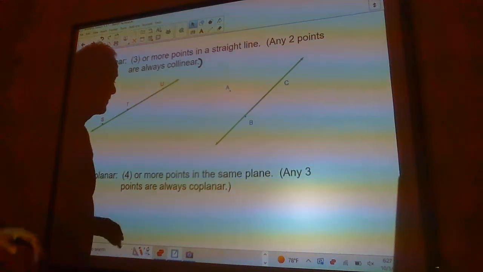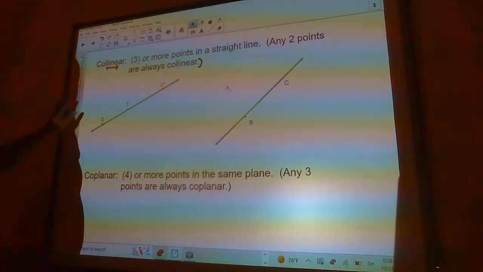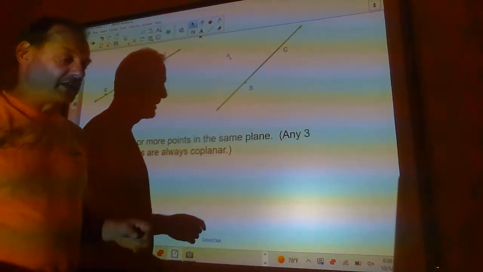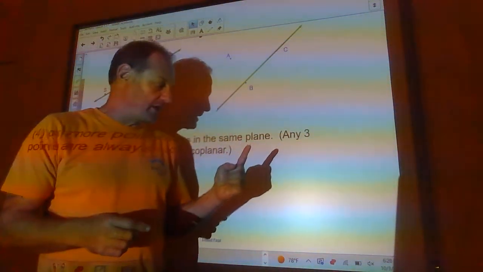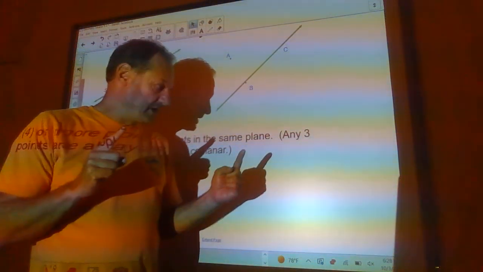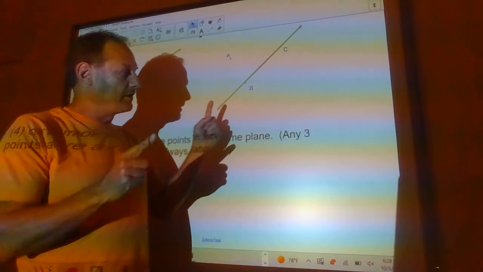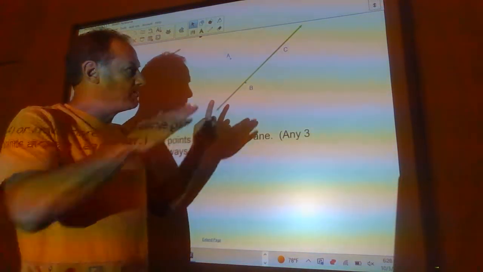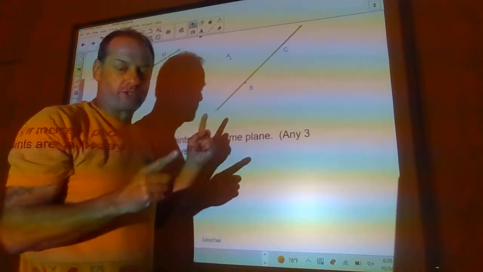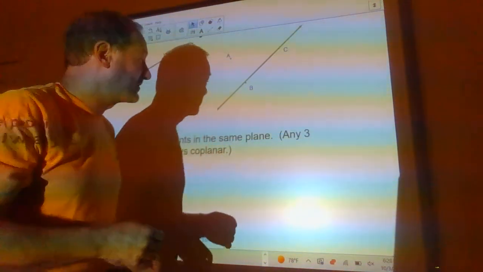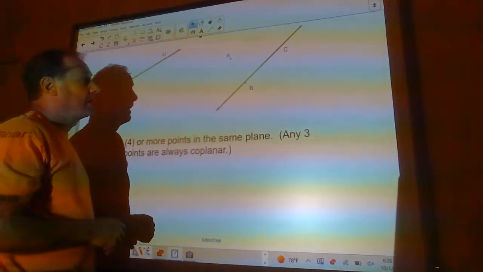Coplanar: 4 or more points in the same plane. Any 3 points are always coplanar. So if I draw 3 points, think of it this way. If I've got this point right here and this point right here and say this point C right here, there is going to be one plane that goes through those 3 points. Now, if I add a 4th point, that's not necessarily true.